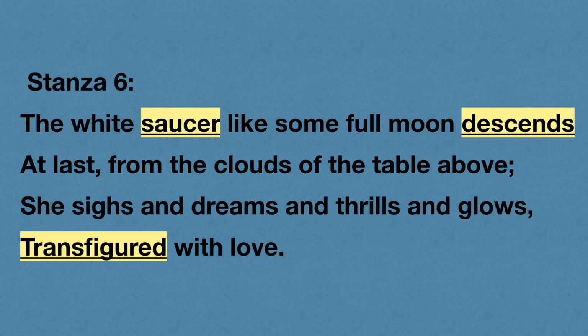Stanza 6. The white saucer like some full moon descends at last from the clouds of the table above. She sighs and dreams and thrills and glows, transfigured with love. Here, saucer means a small plate usually put under a cup. Descend means to come down. Transfigured means transform into something more beautiful.